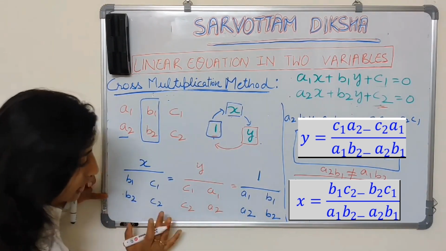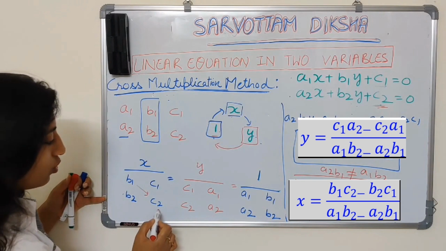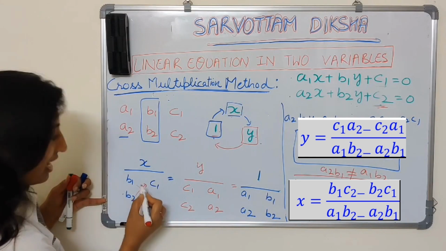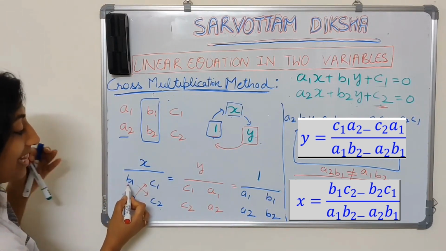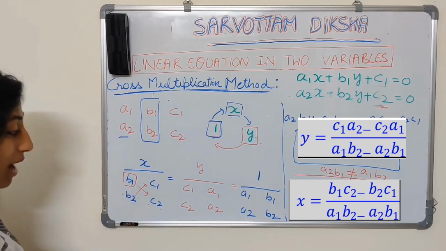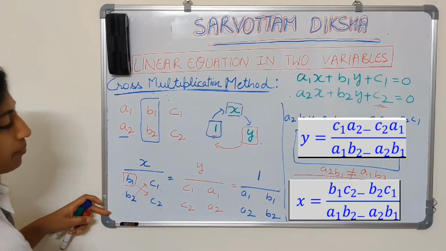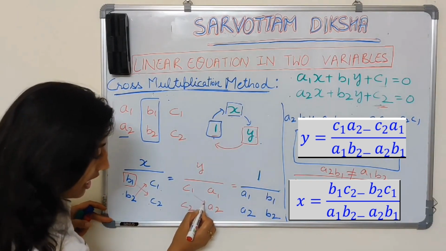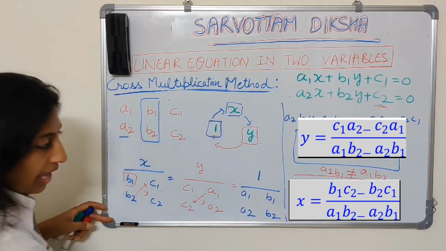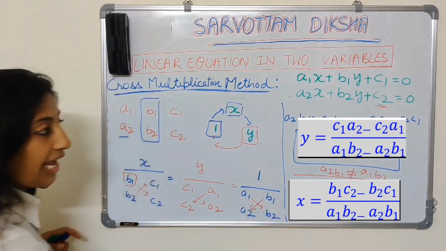We have got the order of the coefficients. Now the multiplication part. For X: B1 into C2 minus B2 into C1. I will start from my left corner, from the top: B1 C2 minus, I will start from left down, B2 C1. Here C1 A2 minus C2 A1. Here A1 B2 minus B1 A2.